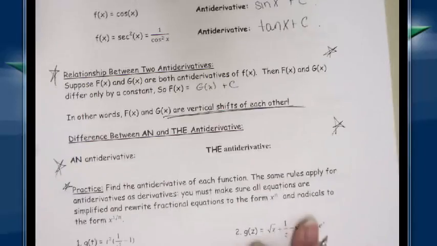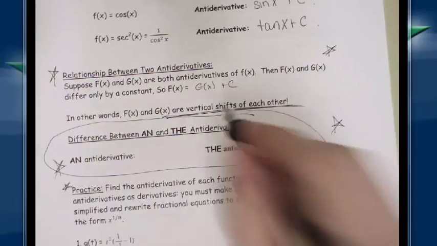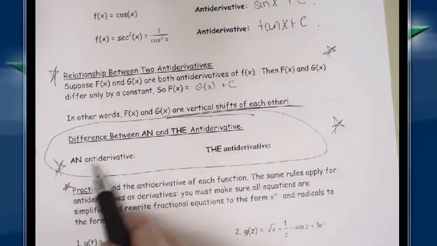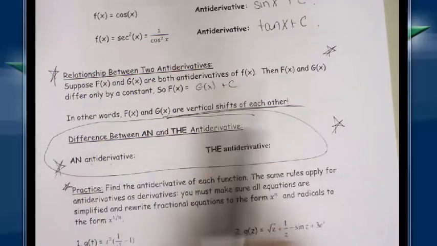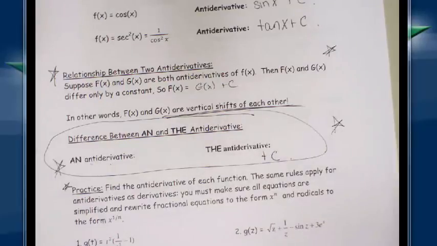Vertical shifts. Next life problem. The difference between an antiderivative means just one example of it. The "an" and C happen to sound like they should go together. When you have an antiderivative, you're okay with it. When you have the antiderivative, you must have C.